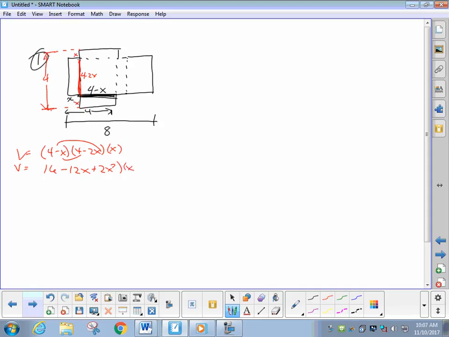Before I do my calculus, I'd probably distribute: 16 minus 8x minus 4x, so minus 12x, plus 2x squared, all times x. So maybe a nice 16x. Let's put it in descending order even. It's just super clean: 2x cubed minus 12x squared plus 16x. V prime goes positive to negative. If that wasn't hard enough, you'll find that v prime is a quadratic that doesn't factor, so you'll have to use the formula.